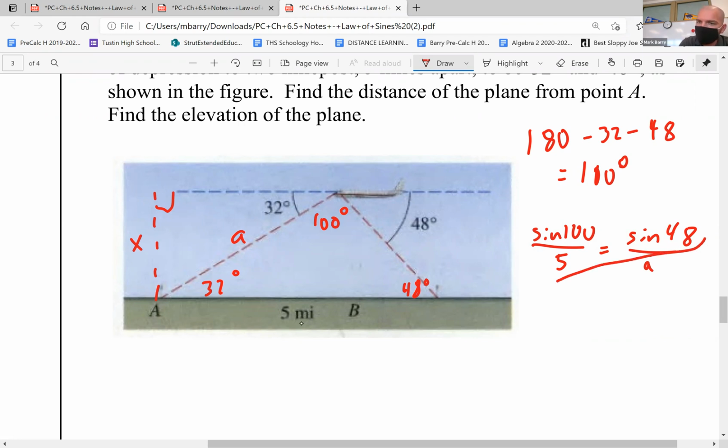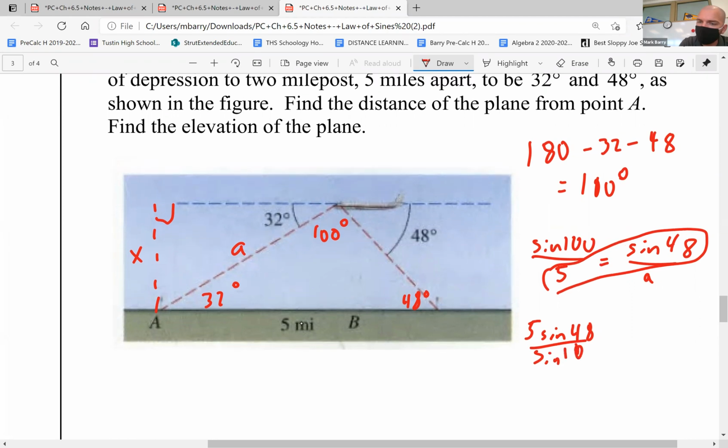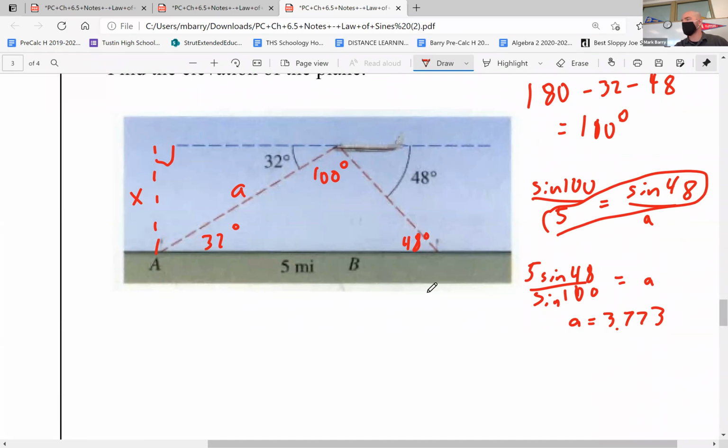I'll cross multiply that. 5 times sine 48 divided by sine of 100 equals a. All right, so I got side a at 3.773. I'm going to take that out 3 digits this time because that's not my final answer. I'm going to keep working with it.